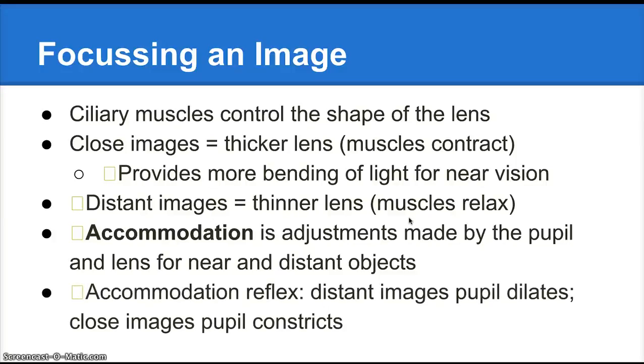Okay, the accommodation reflex also involves your pupil dilating. So for distant images, your pupil will dilate, and for close-up objects or images, your pupil will constrict. As you can imagine, objects that are further away require more light to come into the eye to focus on that image.